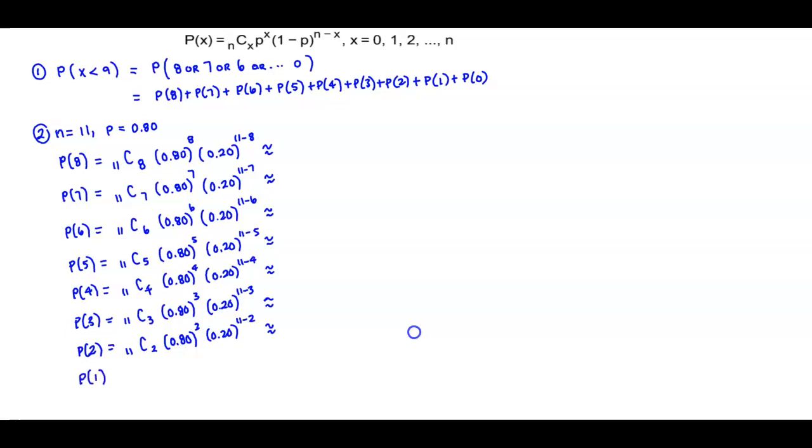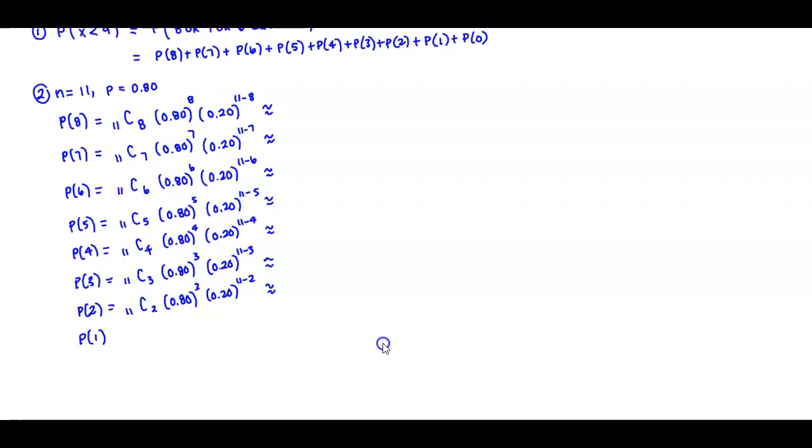Probability of 1, which is equal to 11 combination 1, 0.80 to the 1st power, times 0.20 to the 11 minus 1 power. And then the probability of 0, which is 11 combination 0, 0.80 to the power of 0, times 0.20 to the power of 11 minus 0.